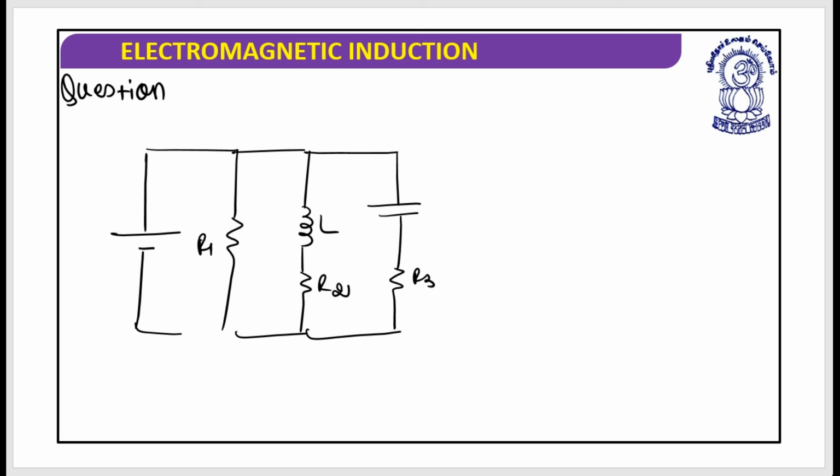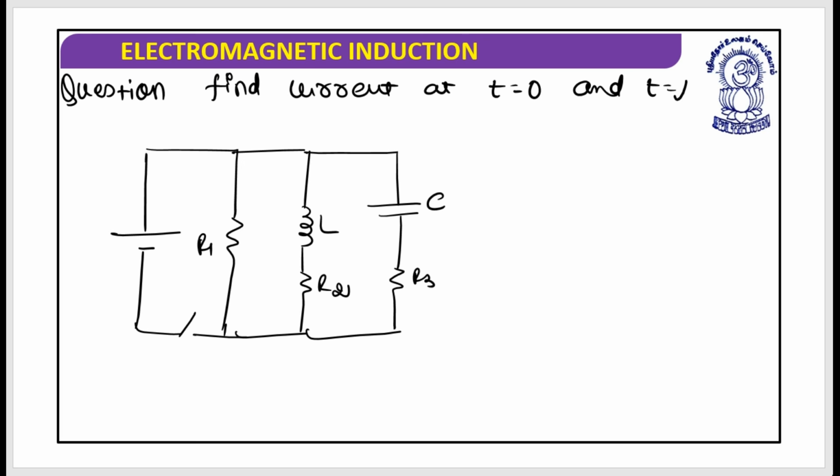Yes, this is capacitor C. So what they want, find current at t equals 0 and t equals infinite after switch has been closed.